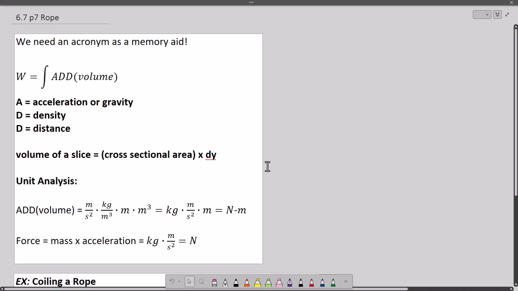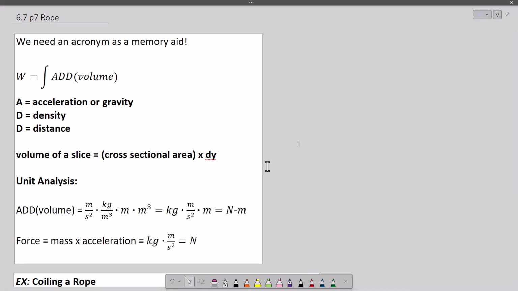So, I claim that this acronym is going to be enough for us to understand this really well. And as we do some examples, it's all going to start sifting into place. I want to point out that I put the volume piece in parentheses because it's a tiny volume. It's not the volume of the whole vessel. It's the volume of a slice. And remember, for us, the volume of a slice is the cross-sectional area times dy. So those parentheses are supposed to be a reminder that that's a tiny volume. It's not the volume of the whole tank.